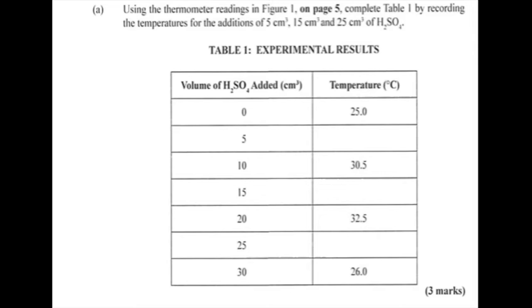So here we will just fill in the values that we just got. We fill in our tables and we get marks for doing that. So we would fill in our 27.5, 33.4 and 28.9. So that's our table, and just for that we've gotten 3 marks already.